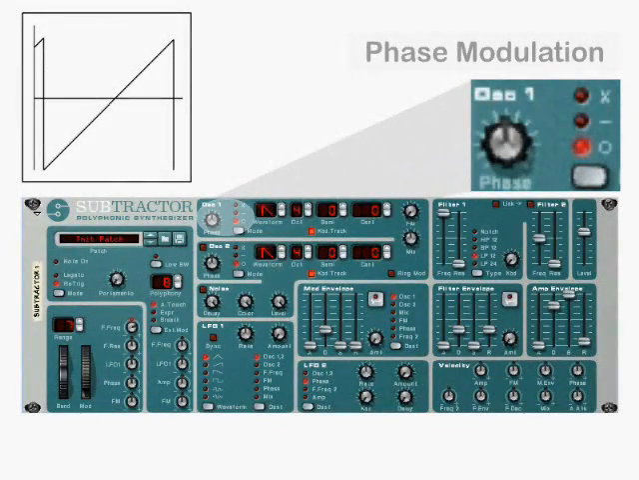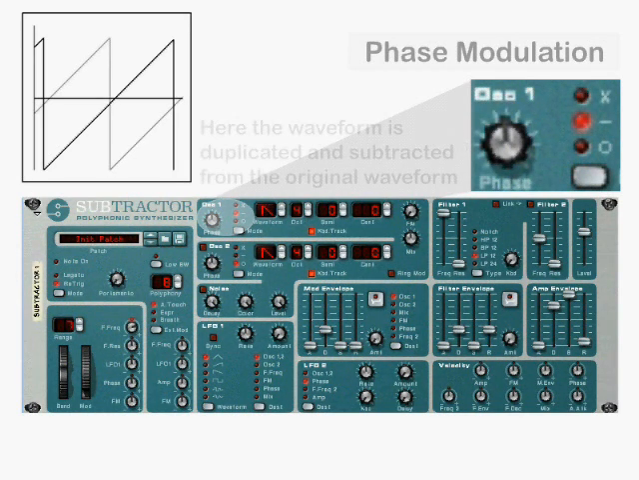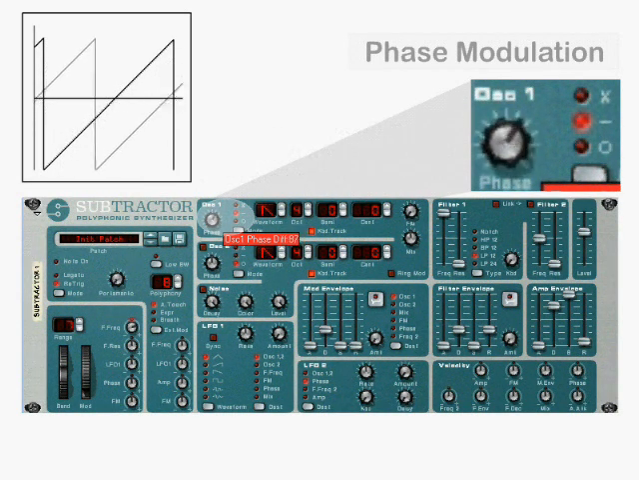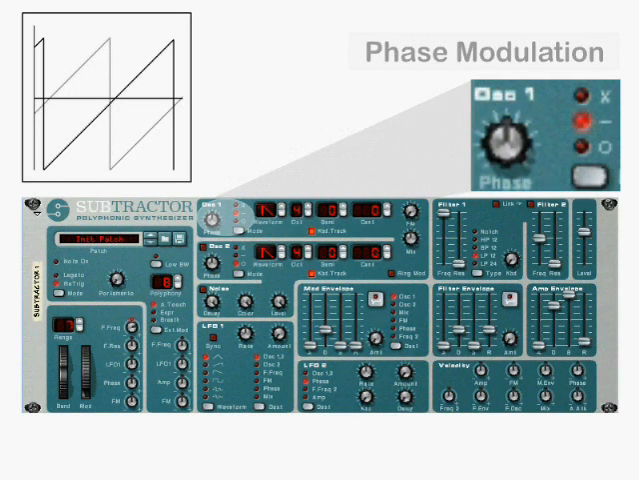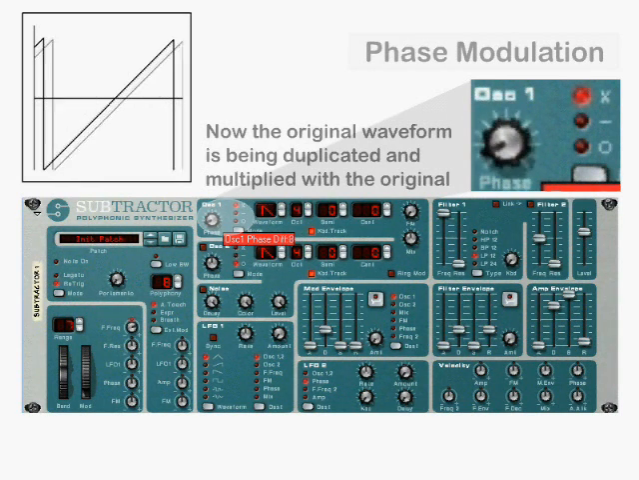Phase modulation can be used to generate other sounds off of these base waveforms. It duplicates the waveform and subtracts it from the original waveform. Here, I've selected the multiplication mode, which instead of subtracting, multiplies it with the original signal.